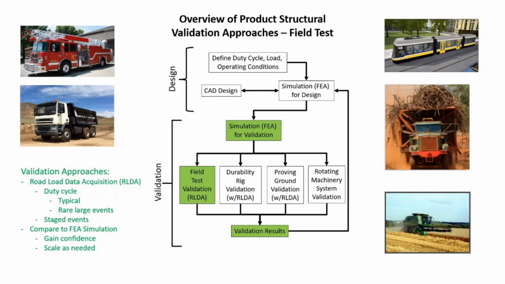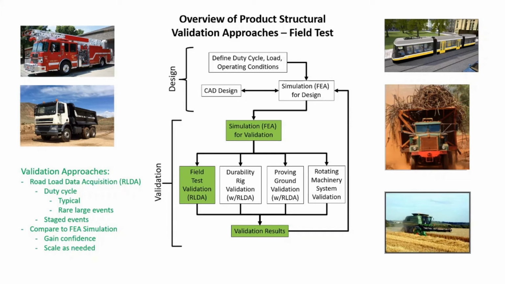One approach is field test validation. And this is where we essentially take the structure, vehicle, or whatever, and operate it in its normal environment while we're making important measurements for the validation. Sometimes this is called road load data acquisition, RLDA. And what we're trying to do is measure the typical duty cycle and be sure we include large rare events, which might be very important.